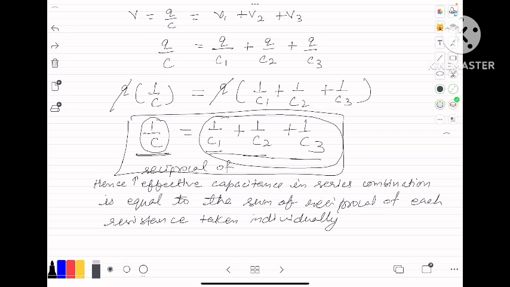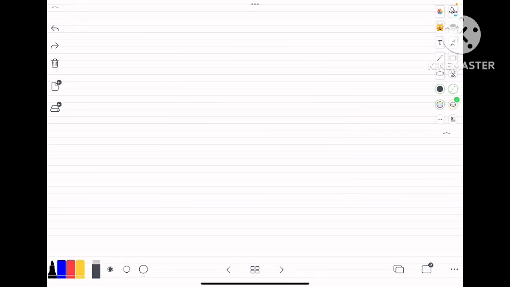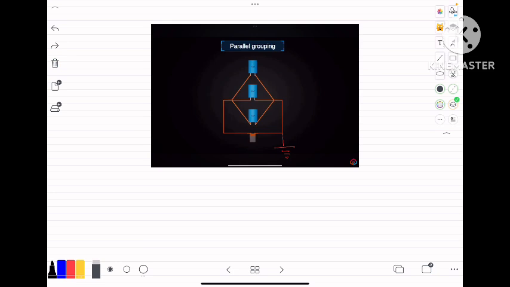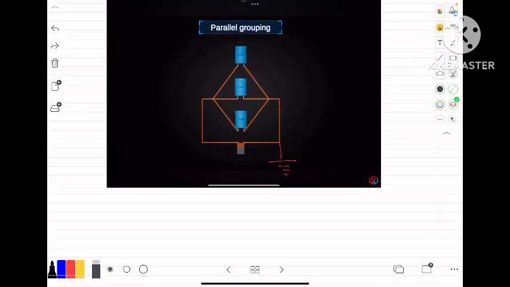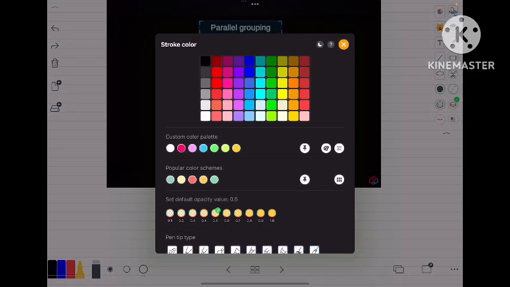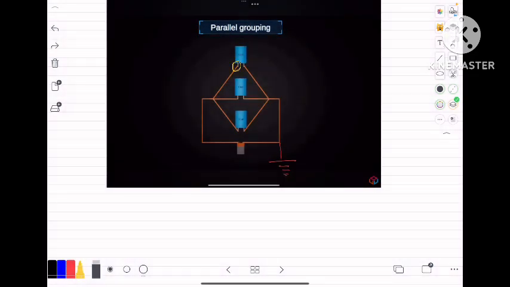Next is capacitors in parallel. Capacitors in parallel. In the diagram, we can see that here one plate of each capacitor, this A1 plate, A2 plate of C2 and A3 plate of C3.